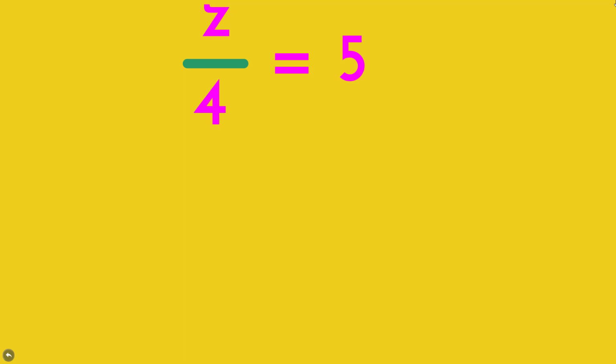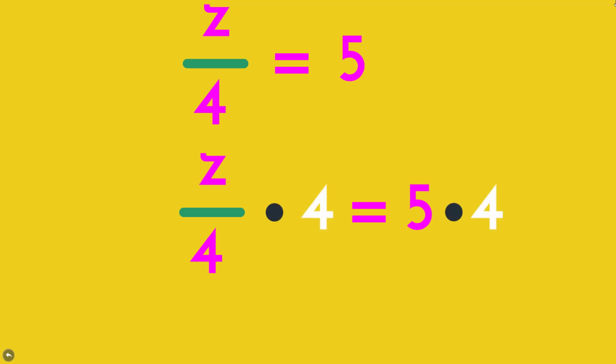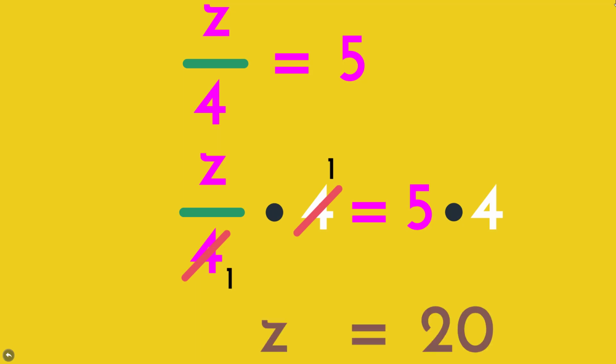As you can see, z is being divided by 4. Therefore, to get rid of the denominator, we need to multiply by 4, since 1 over 4 times 4 equals 1. So, z over 4 times 4 equals 1z, or z, and 5 times 4 equals 20.